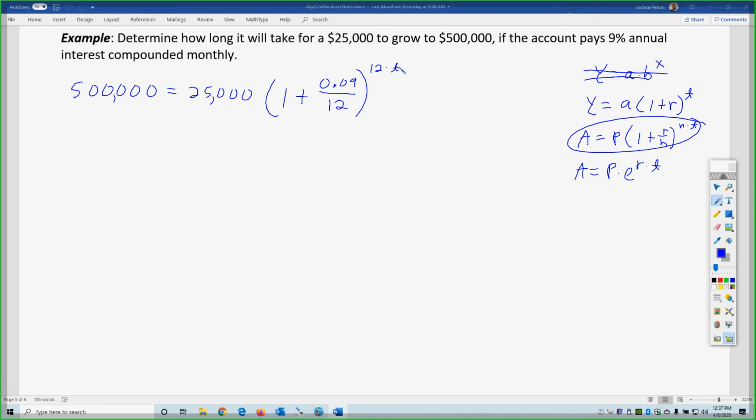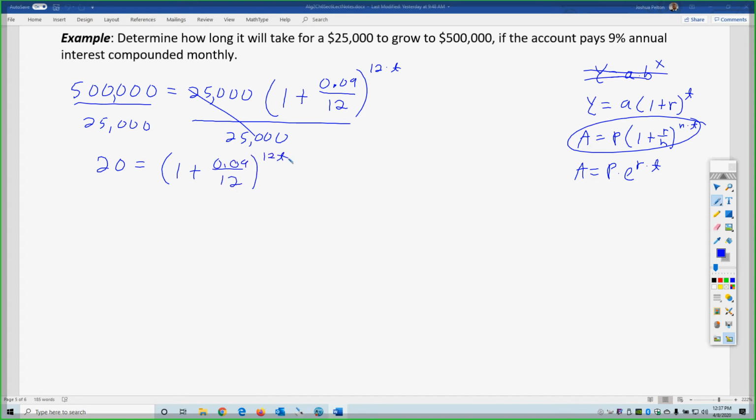So, basic solving technique: divide by 25,000, divide by 25,000, cancels, leaves you with 20 equals 1 plus 0.09 over 12 to the 12t. So you need to get that t down. This is where we have to use logs. You can use any log you want; it doesn't really matter. I'm going to use natural log, so it's less to write. Natural log of 1 plus 0.09 over 12 to the 12t. Now I can use the power rule to bring that down.